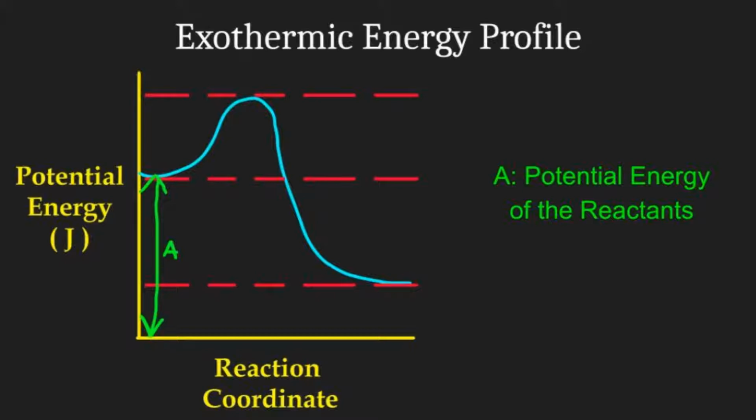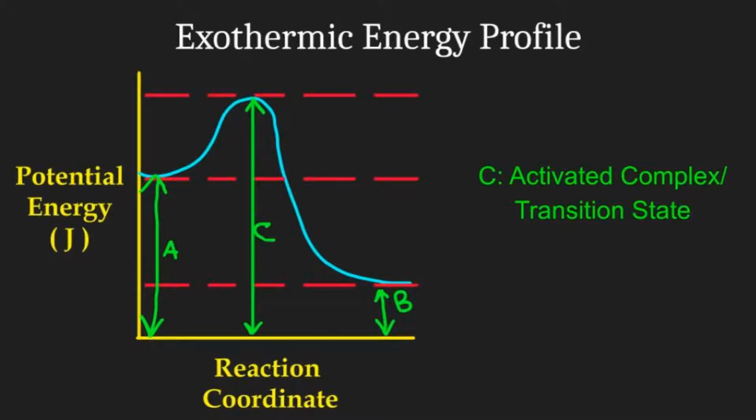The first thing we're going to discuss is line A. That is the potential energy of the reactant, and you can see that because that's where our line starts and touches the y-axis. The second thing we're going to label is line B. B is the potential energy of the products. This is where we end, the final energy left over after the reaction.